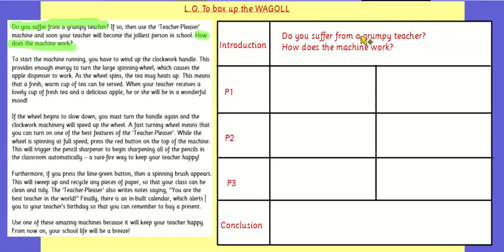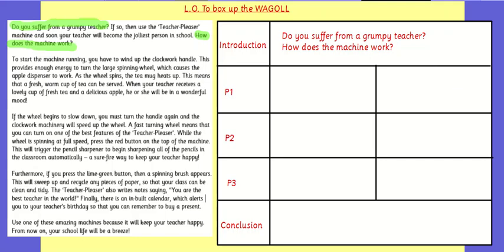Now, for paragraph 1, paragraph 2, paragraph 3, I have split our section into 2 boxes. So the first box is going to be for the features of the teacher pleaser machine that are explained in this paragraph. And the second box is for the bits of machinery that help that feature to work. Okay, because when we are planning our own, we will need to think about both of those things. So I hope that boxing up our Waggle will help you to understand that a little bit more clearly.